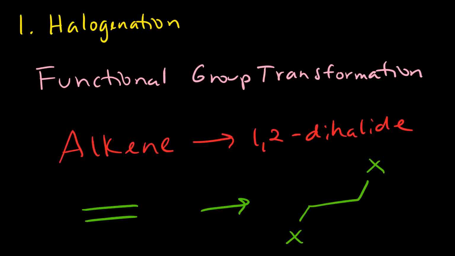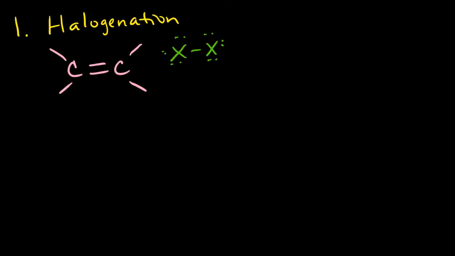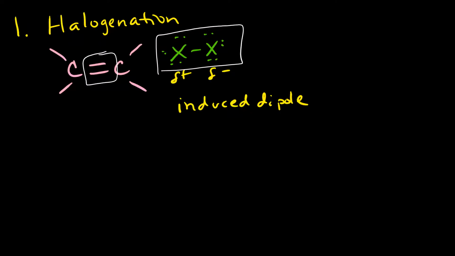First, let's look at the halogenation, and the functional group transformation is going to be an alkene to a 1,2-dihalide. The first step of the halogenation is going to be the nucleophilic attack of the pi electrons to the X2 molecule. As it is written, there's not really a reason that X2 would seem like it would be an electrophile. But what happens is, as it approaches this pi system, you get an induced dipole so that one end of the molecule becomes electrophilic.